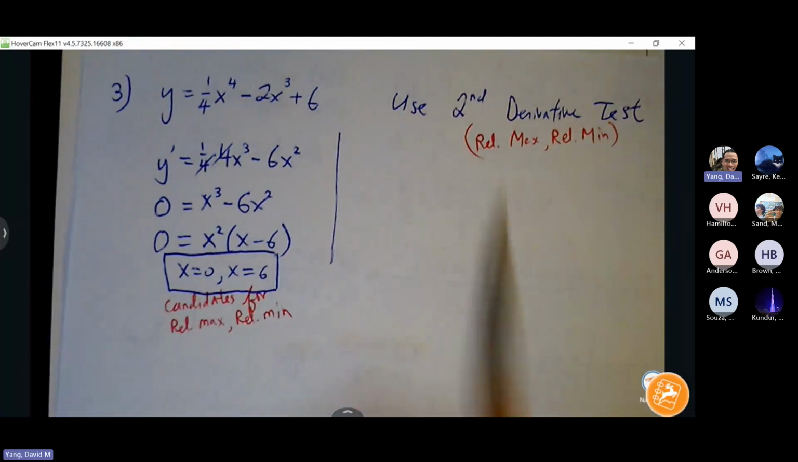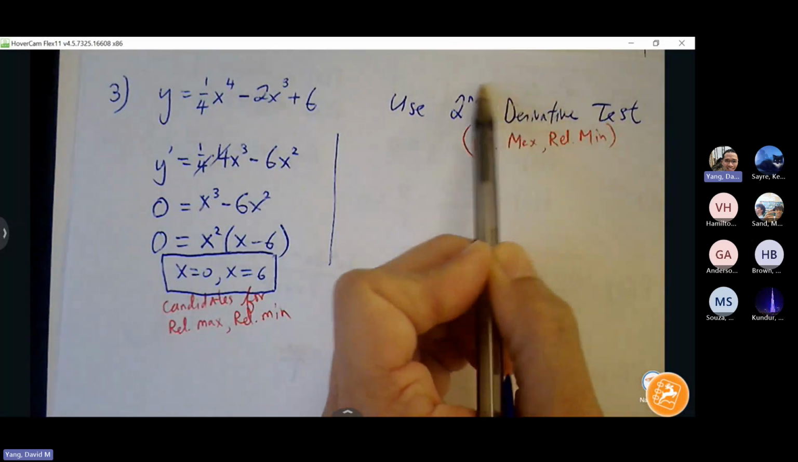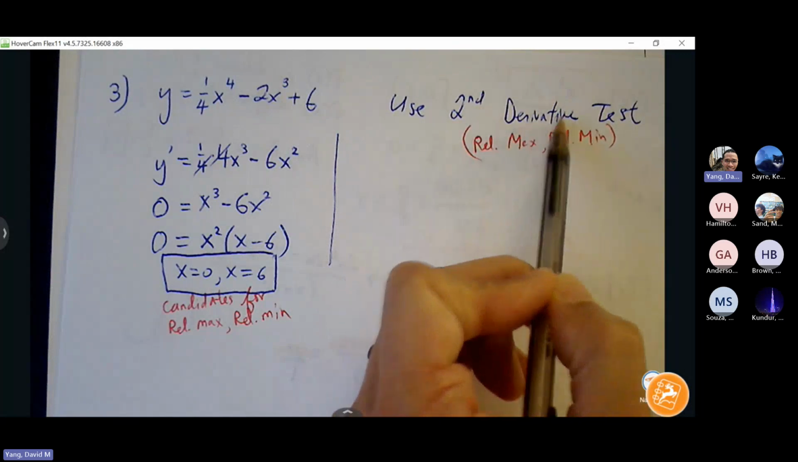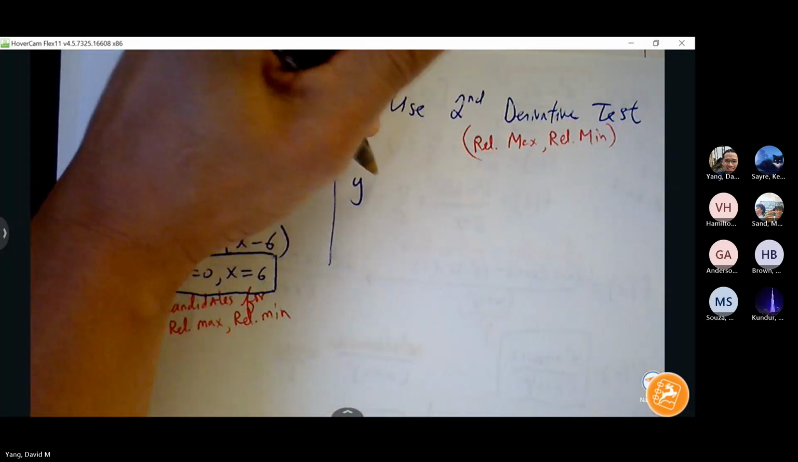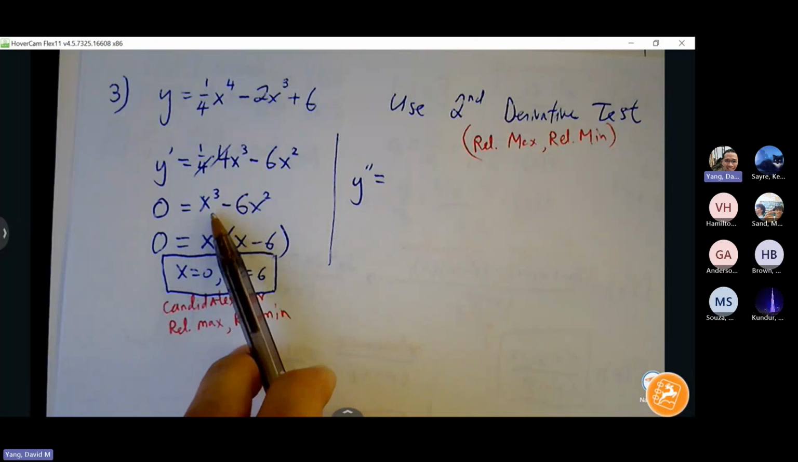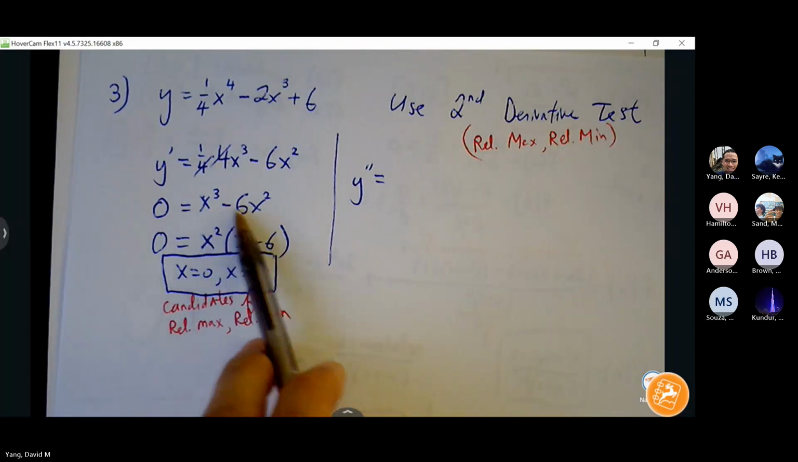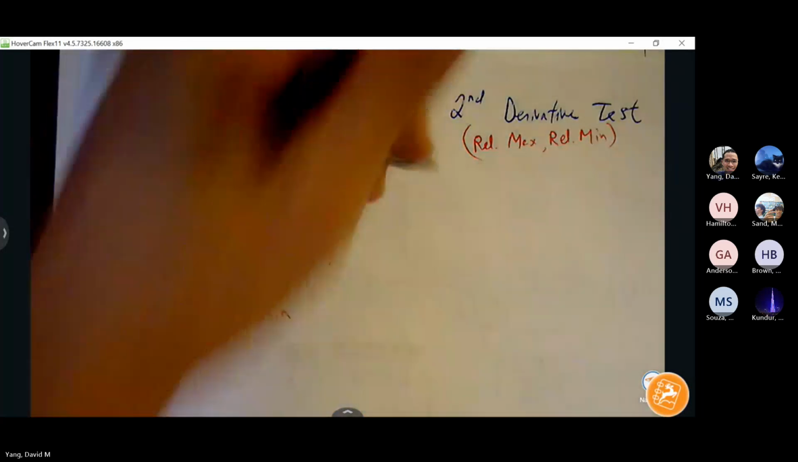So now we're going to bring out the second derivative function. That's where the name is coming from. It's the fact that we're using the second derivative function to help decide what's happening at these points. So moving on to the second derivative, this is my f prime or y prime. Second derivative becomes 3x squared minus 12x.